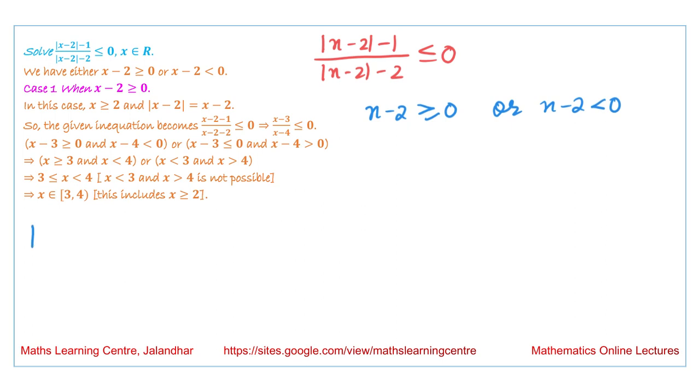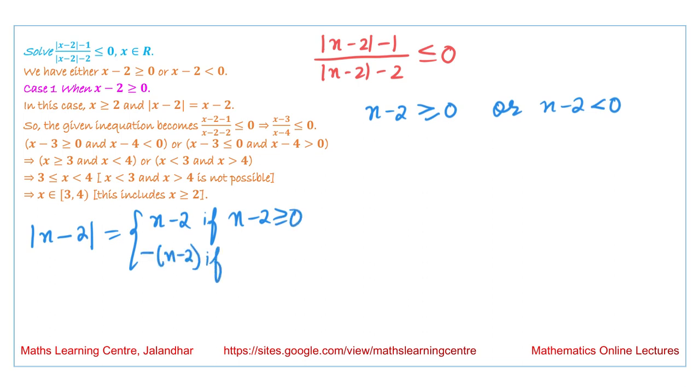So we know that mod of x minus 2 will be equal to x minus 2 if x minus 2 is greater than or equal to 0, and it will be minus of x minus 2 if x minus 2 is less than 0. This is the definition of the mod function, that it is equal to x if x is greater than or equal to 0, and minus x if x is less than 0.